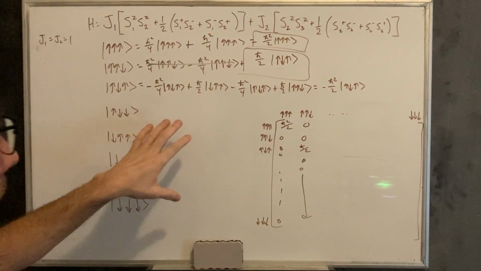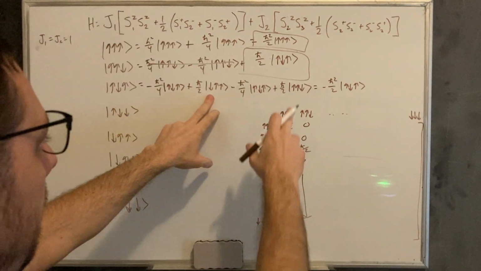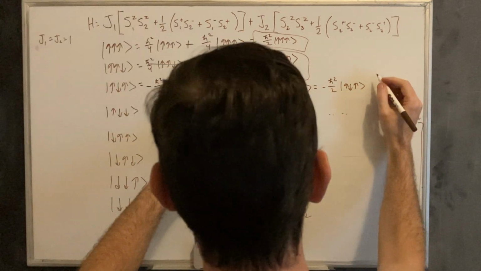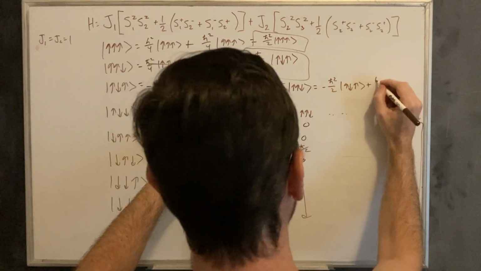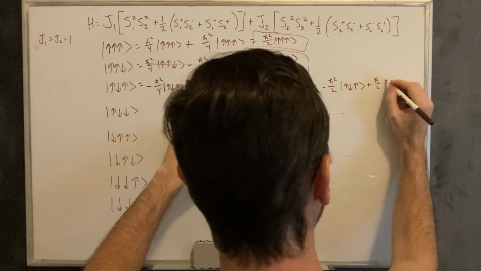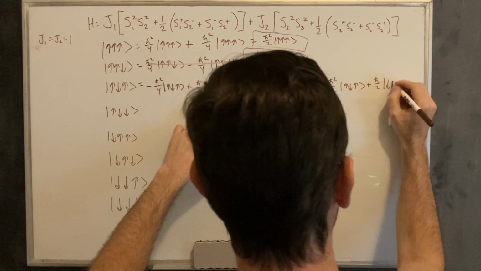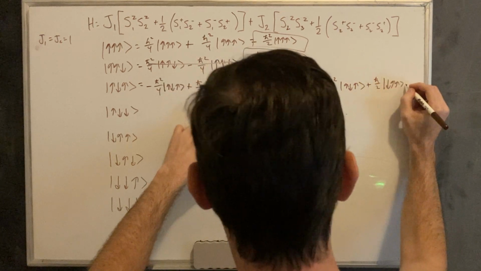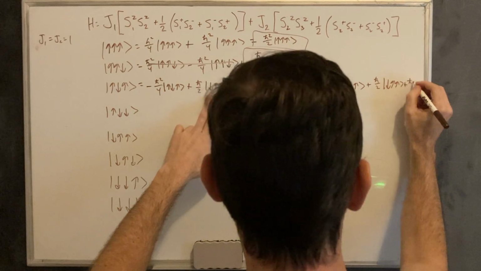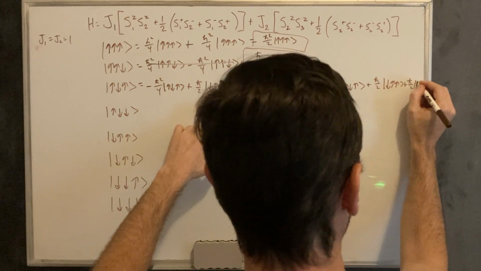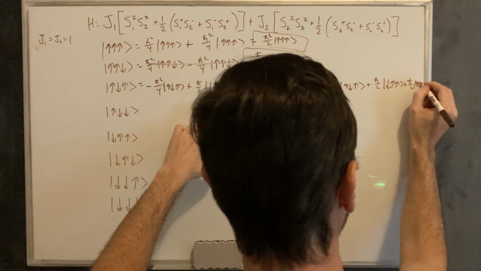And then could anything else be combined? We have down, up, and up, down. So nothing else can be combined. So that just comes through. Plus h bar over 2, down, up, plus h bar over 2, up, down, running out of room.